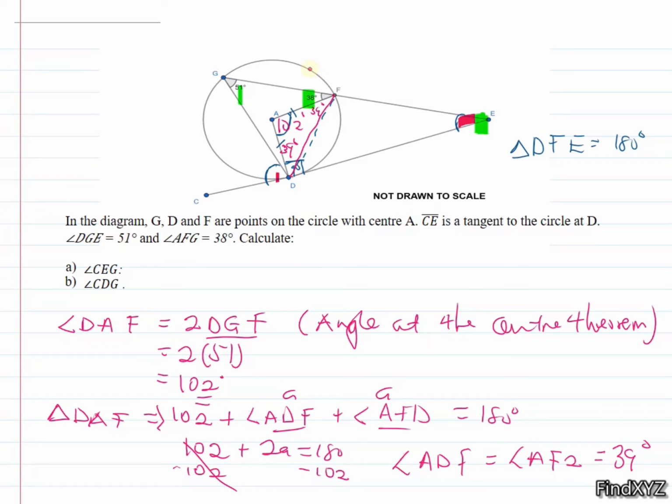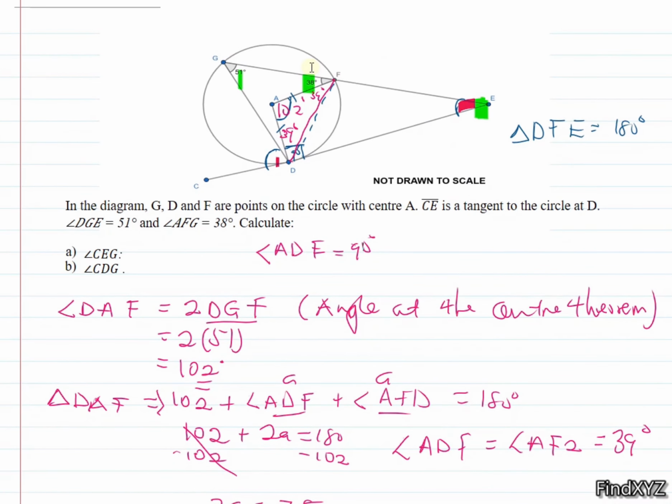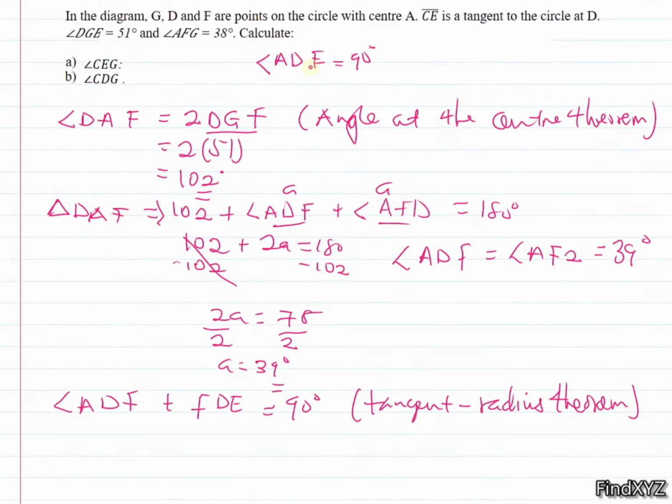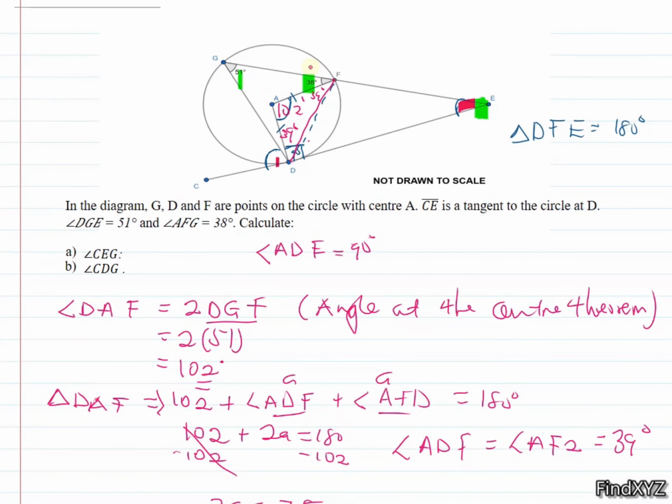Additionally, you realize that angle ADE is equal to 90 degrees. So if you want to find the smaller angle, which is angle FDE, we can say that angle ADF plus angle FDE gives us 90 degrees. So that is the tangent and radius. What is ADF? ADF is 39 degrees, plus angle FDE is equal to 90 degrees. Then we subtract 39 degrees from both sides. So angle FDE is 90 minus 39, which gives us 51 degrees. Angle FDE is 51 degrees.